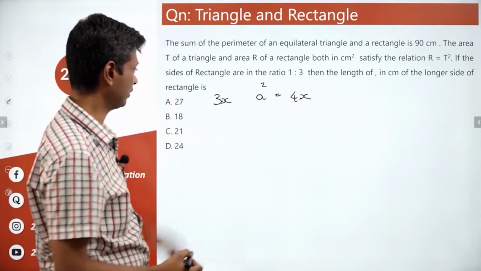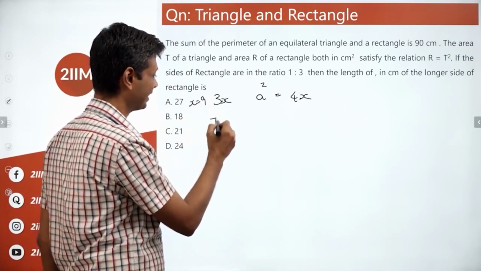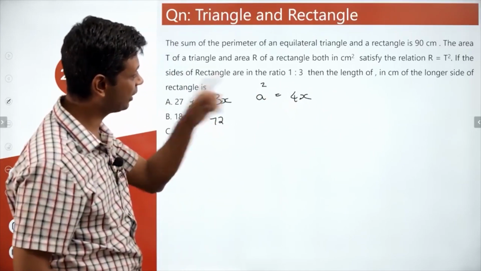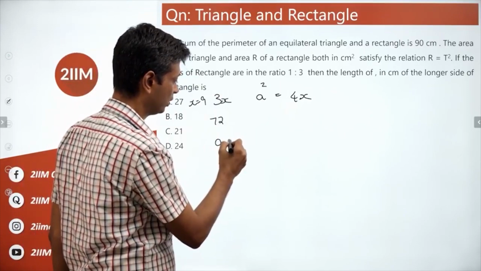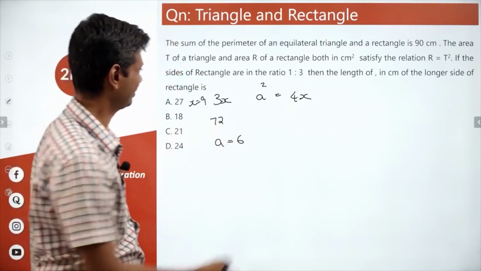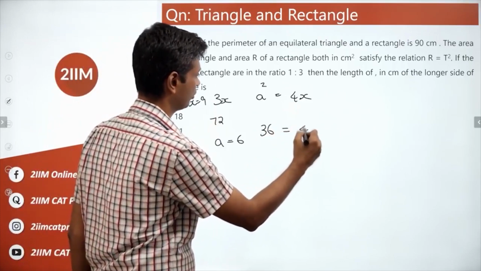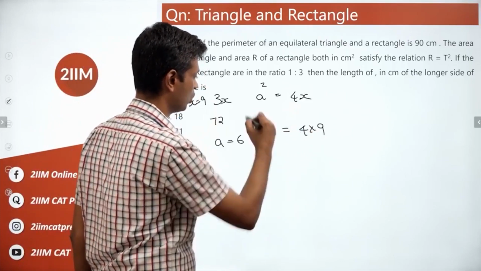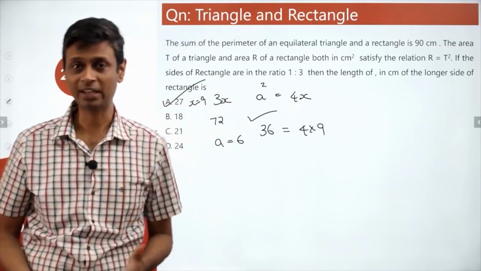If 3x were 27, then x would be 9. Then 8x is 72. The remaining a, the side of the triangle, is 6. So x is 9, a is 6, a square is 36, 4 into 9 is 36. This works. After that point of time, we can slip into trial and error and then simplify.